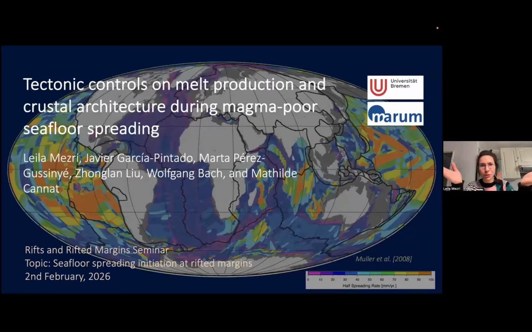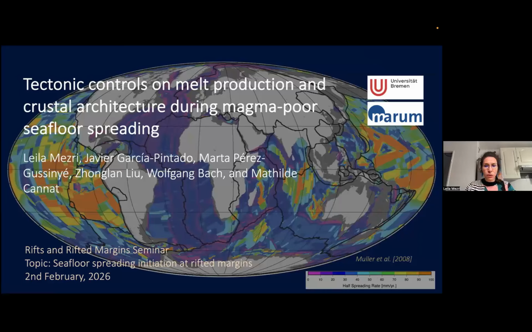So what I would like to talk about, that's the title, Tectonic Controls on Melt Production and Crustal Architecture During Magma-poor Seafloor Spreading, which is the title of the paper that has been published in EPSL. This work has been carried out at the University of Bremen at the Marum Center in collaboration with Javier Garcia Pintado, Marta Perez Gusinier, Zhonglang Liu, Wolfgang Bach, and Mathilde Kana.